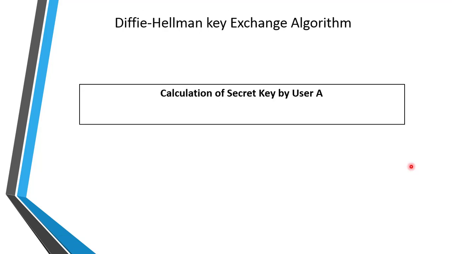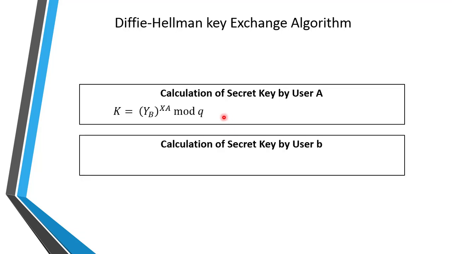So how is the secret key calculated by user A? Now user A has the public key of user B, that is YB. So K equal to, that is the secret key, K equal to: user A has YB and its private key, so YB raised to XA mod Q. This is our secret key.